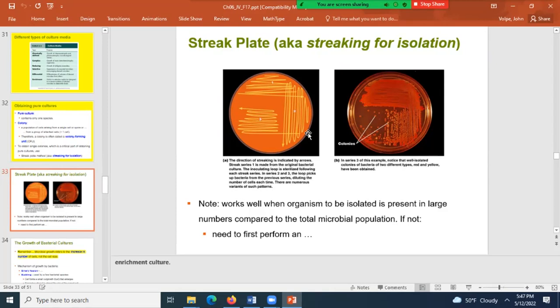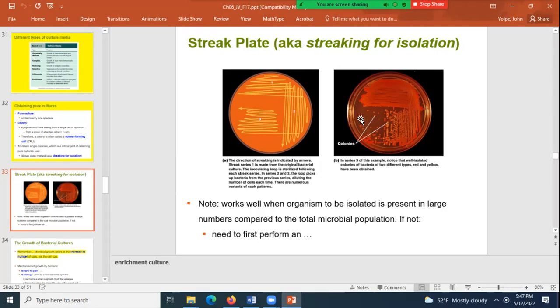And then you streak this sector. And once again, you sterilize the loop. And then you start in sector 3. And then you'd move this way, picking up the cells. And then you streak over here. And you don't go back into that sector. Okay.